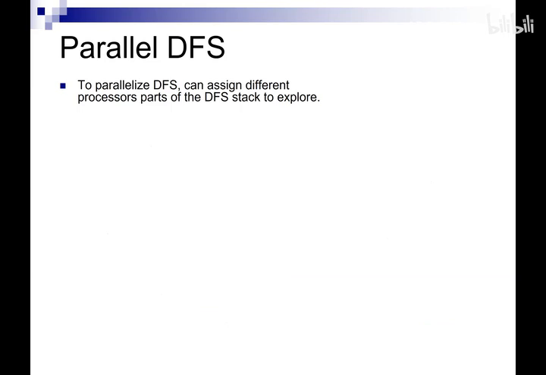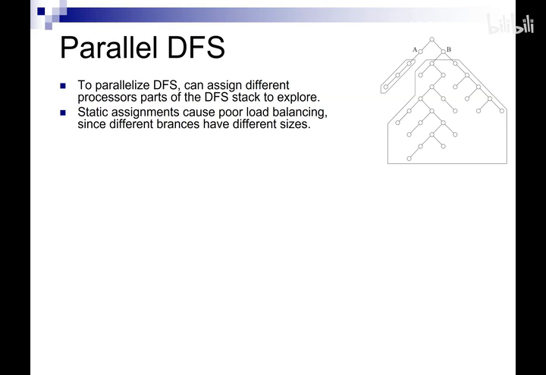Remember the way we implement DFS sequentially is that we use a stack. In order to parallelize this, we're just going to assign different parts of this DFS stack to different processes. The first problem with doing this is that if you just use a basic assignment, then you could have very poor load balancing. For example, suppose at some point in the stack you have these nodes and then these nodes. If you want to subdivide between two processes, you would just give each, let's say, 3 nodes.